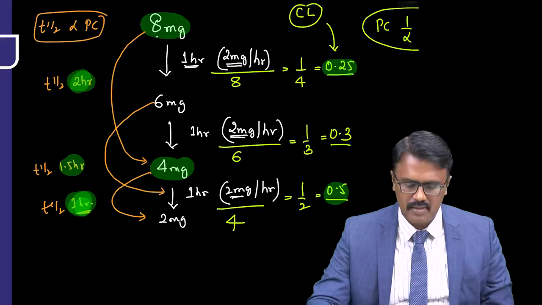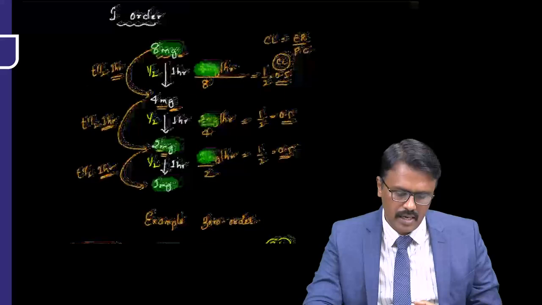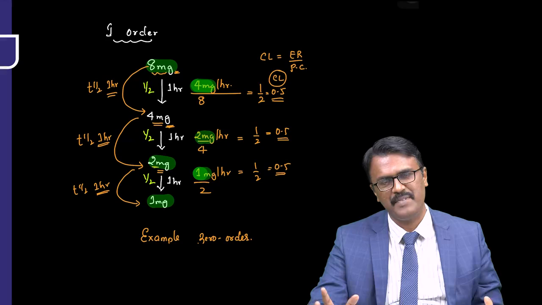So let me summarize the things, and this is just a demo for you of how these are derived. First order and zero order kinetics. In first order, a constant fraction is eliminated. Half-life and clearance are constant. We have demonstrated that. Elimination rate is variable. How variable? The more the plasma concentration, the more the elimination rate. Most of the drugs follow that.